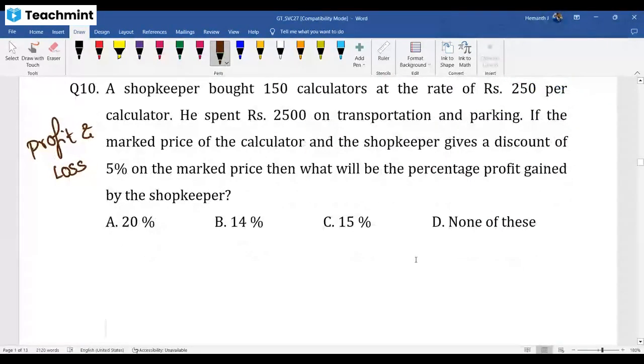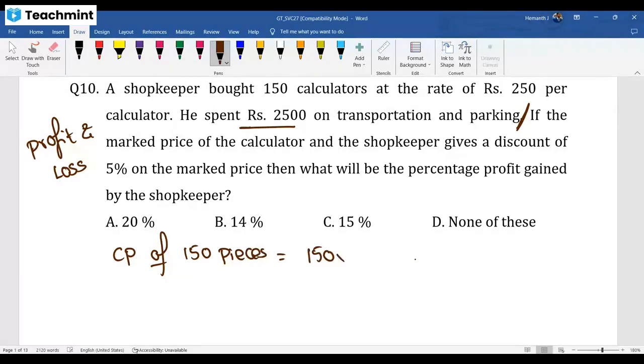A shopkeeper bought 150 calculators at the rate of 250 per calculator. He spent 2,500 on transportation. Whatever you spent until you sold comes under cost price only. What is the cost price of 150 calculators? 150 calculators, each one 250, plus transportation and packing cost. These together come under cost price only.